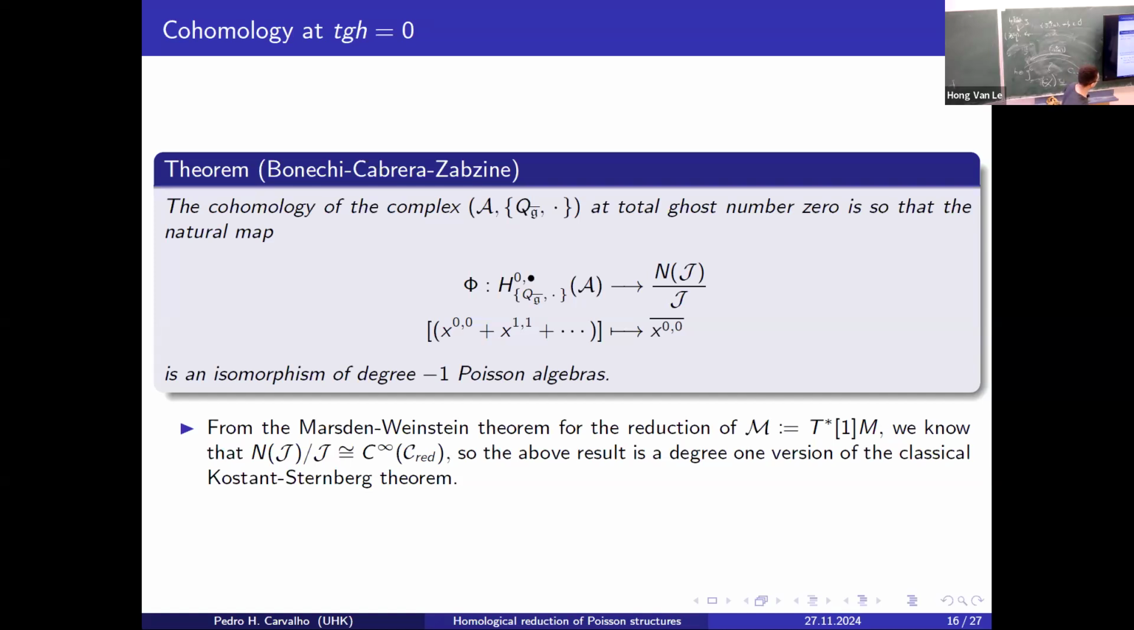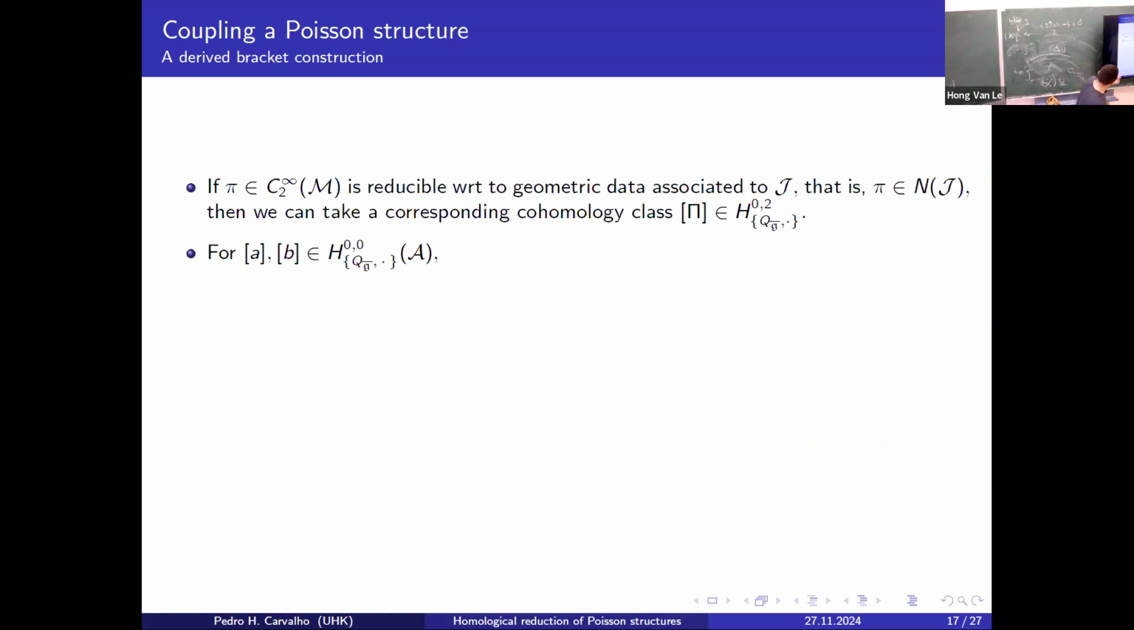So a Poisson structure, as I said, is reducible if it lies in the normalizer, right? Because then you can just take this thing here. So if the Poisson structure lies in the normalizer, it naturally descends. It defines for you a bivector in the quotient. So if you have a Poisson structure that is reducible, with respect to the geometric data associated to it, it means reducible with respect to this submanifold and this distribution. Okay, this is the geometric data associated to it. Then, if it's reducible, you have a corresponding cohomology class.